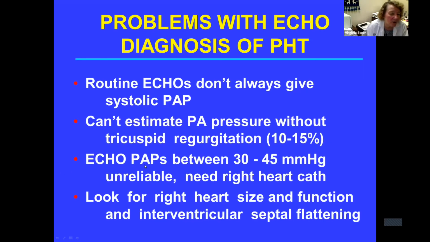And echo pulmonary pressures between 30 and 45 are often unreliable, and so we really do need a right heart cath, and that's the gold standard for making the diagnosis. But even if we don't look at the actual echoes, we need to look at what the echocardiographer says about the right heart size, how the function is, and particularly whether there's any interventricular septal flattening, which will be clues to increased pulmonary pressures.